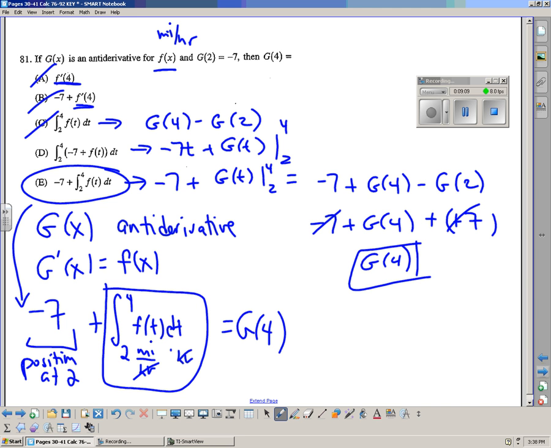Another way to think about it is, if you have, -7's tough, but if this was a positive number, like you have 5,000 barrels, 5,000 gallons of oil, plus this integral gives you the change in oil from 2 to 4. Another way to think about it. It's kind of the same idea of the fundamental theorem of calculus, just manipulating it, that we've been using.